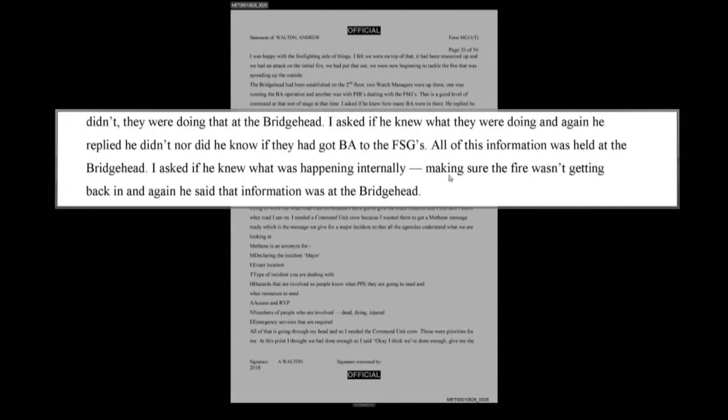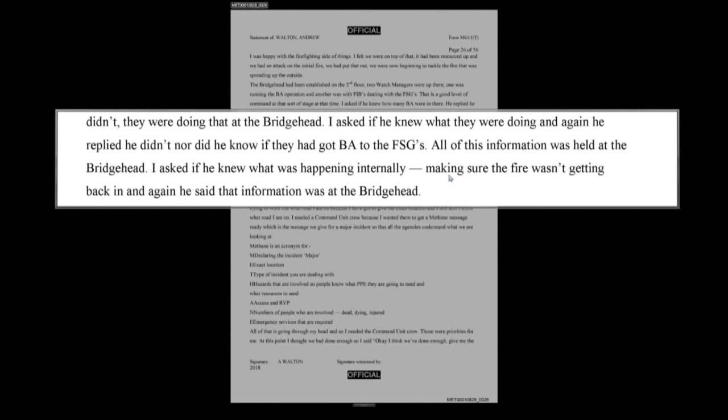If you could go to page 26 of your statement, please, and look at a quarter of the way down. You say that the bridgehead had been established on the 2nd floor, and 3 lines down from that you say, I asked if he knew how many BA were in there. He replied they didn't. They were doing that at the bridgehead. I asked if he knew what they were doing, and again he replied he didn't, nor did he know if they'd got BA to the FSGs. All of this information was held at the bridgehead.